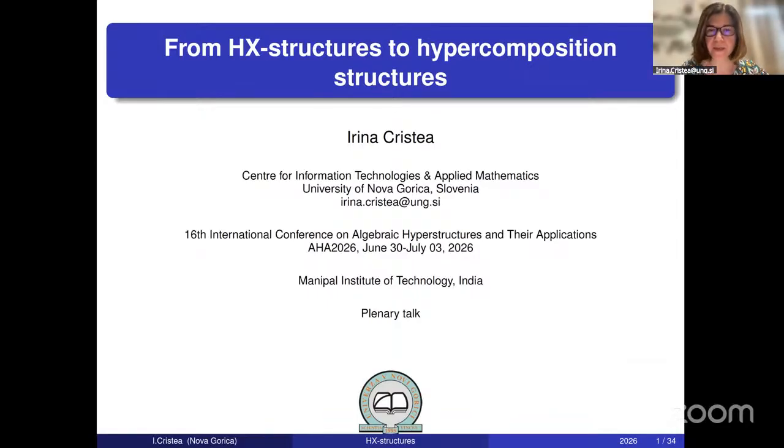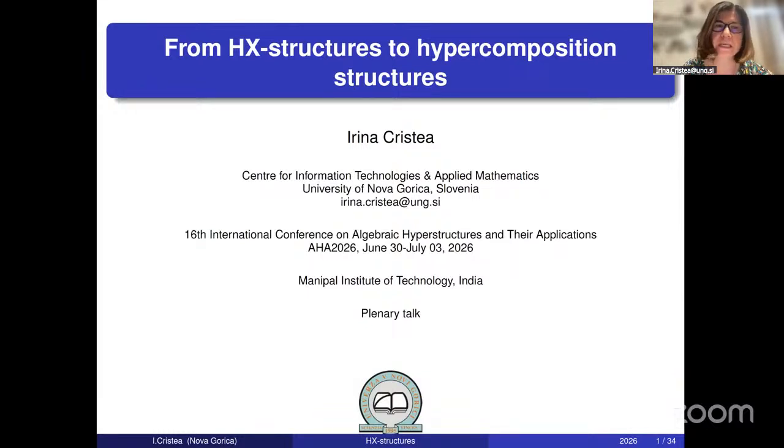As Saba mentioned, I'm originally from Romania. I live in Italy, in Udine, where I concluded my postdoctoral studies. After 8 years at the University of Udine, I moved to Slovenia for work. I'm currently at the University of Nova Gorica in Slovenia, a very small university, unfortunately without a faculty of mathematics. But we are struggling to continue to develop the theory of hypercompositional structures.